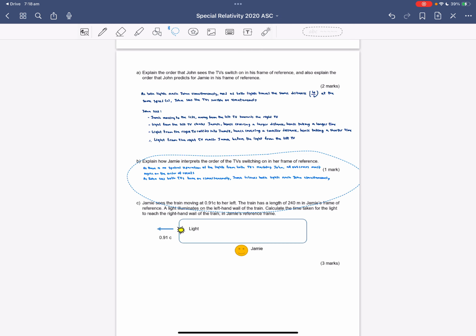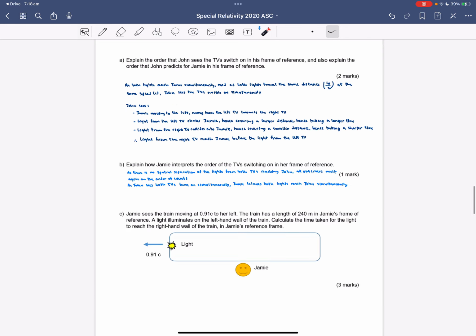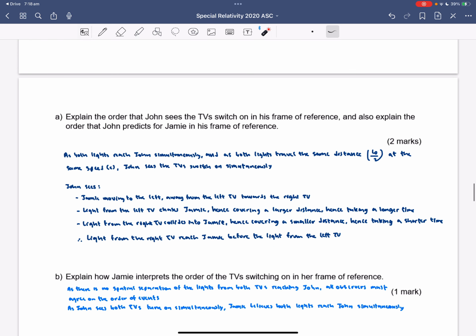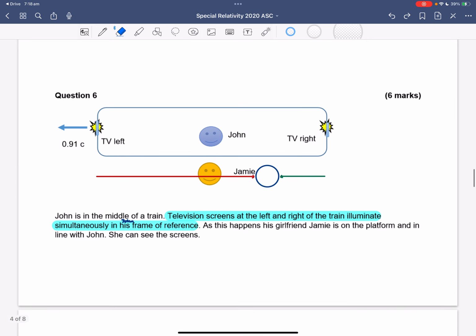So what the question is asking for: explain how Jamie interprets the order of the TVs switching on in her frame of reference. So here's the thing. We already said that John thinks the light from the right TV reaches Jamie before the light from the left TV. Remember, John thinks that the light from the right TV reaches Jamie before the light from the left TV. So how does Jamie interpret the fact that she sees the light from the right TV before the light from the left TV?